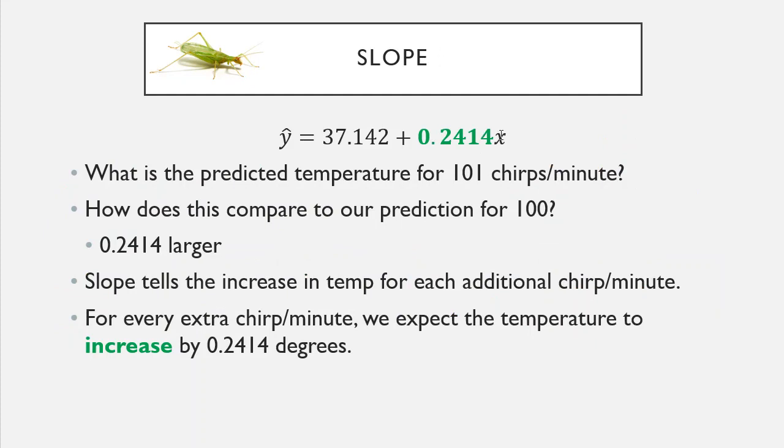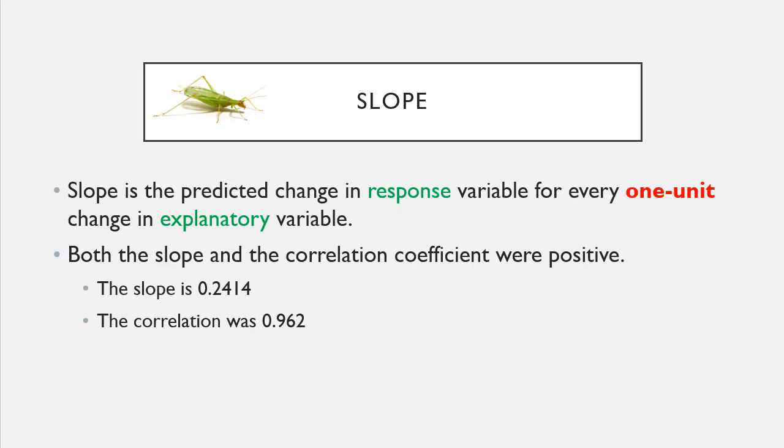The slope is 0.2414. That means that if you went from 100 to 101, then you'd expect the temperature to be going up by 0.24 degrees, right? For each extra chirp per minute, we expect the temperature to increase by 0.24. It's increasing because that slope is positive. So the slope is the predicted change in the response variable for every 1 unit change in the explanatory variable. In this case, again, the slope and the correlation are both positive. They're not the same number, but they are both positive.